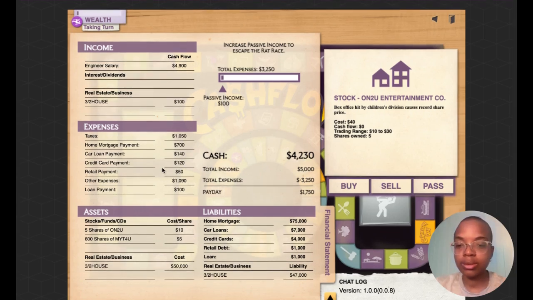Boom. Okay, so on to you, entertainment. Box office hit by children's division causes record share price. So now the value of this stock is $40. I own 5 of these, right? You can see the on to you. I paid initially $10 for it. Now it's at 40. So I've essentially made 4 times my original investment back if I were to sell this.